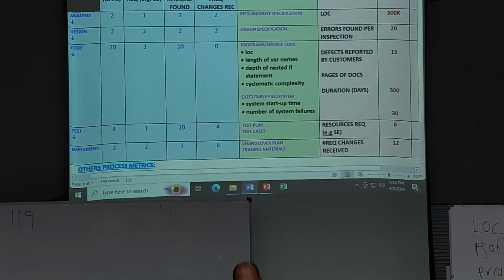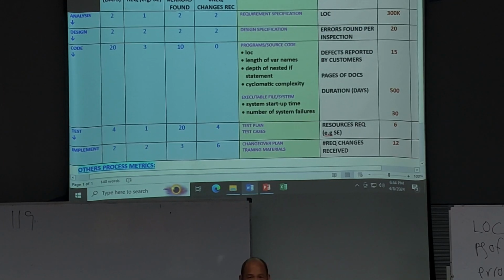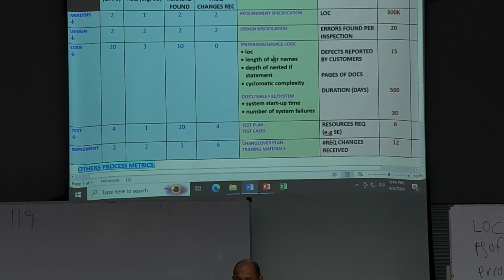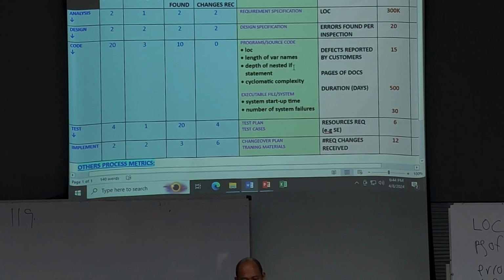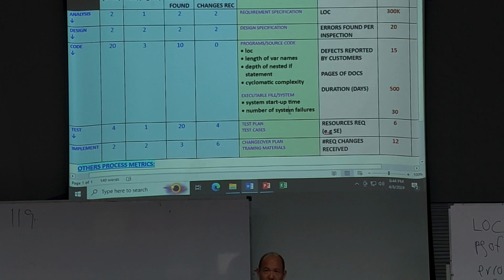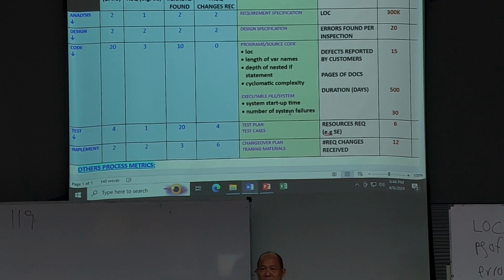To summarize, at first you learned about product metrics. For product metrics, software is a product. So for software, what you can measure: lines of code, length of variable names, depth of nested if statements, cyclomatic complexity. You can also measure system startup time, and the number of system failures over a month or over a year.